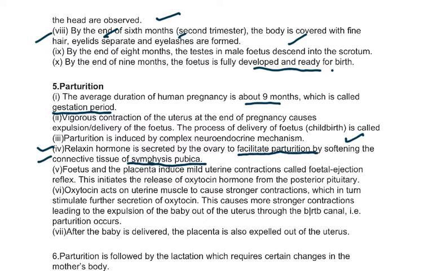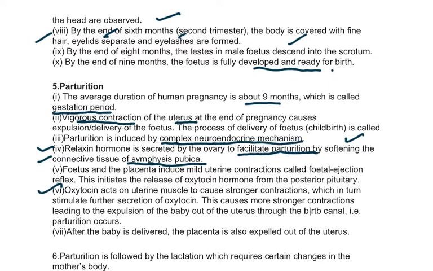Followed by this, there is a hormone called oxytocin, also known as the birth hormone, which induces vigorous contraction of the uterus. When the child is fully formed, a reflex is generated. This is a very important point. This reflex is given by the fully formed child and the placenta, which induces a complex neuroendocrine mechanism.